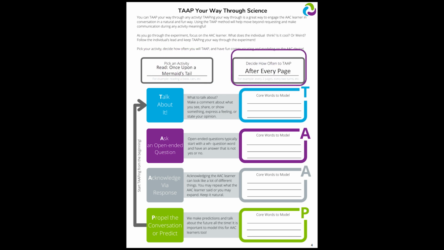Next, you decide how often you will stop and tap. For this story, we suggest tapping after every page of the book. So, how do you tap? First, you talk about it. We suggest modeling the words cool and this. You can say, "That's cool." "This is so cool." "It looks so cool," or whatever else grabs the AAC learner's attention.